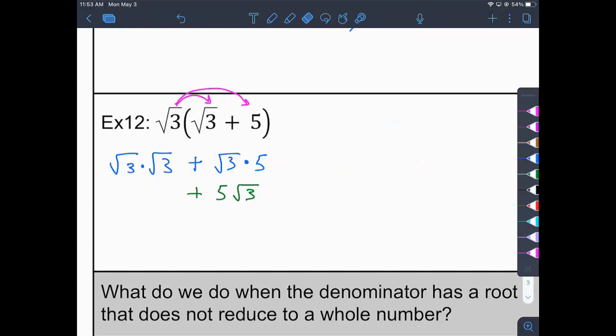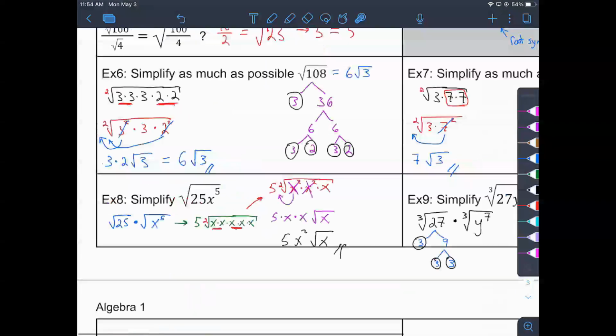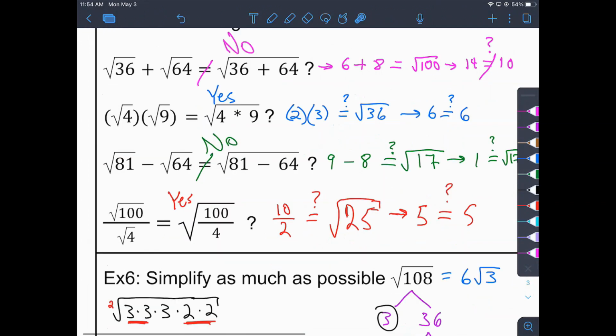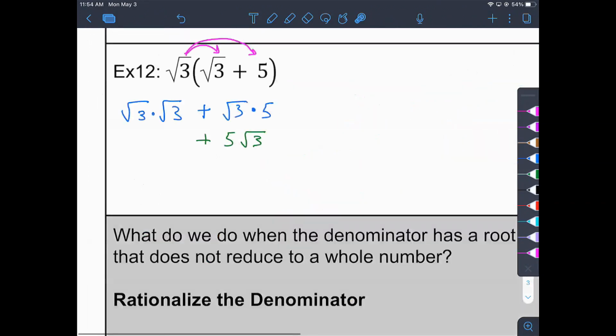So now we have this root 3 times root 3. What do we do there? Well, think back to those examples we did in the previous video, where if you've got two roots that have the same index number, in this case it's not written, so they're both a 2, so these are both square root symbols, you could combine them under a single root. So that's what we want to do here. We're going to say that this is root 3 times 3.